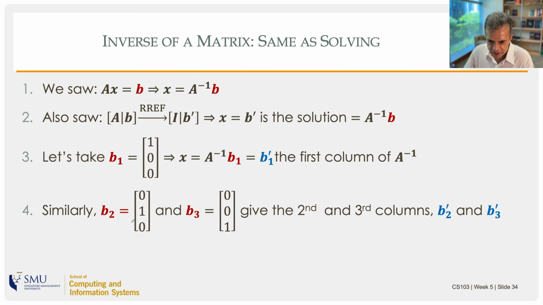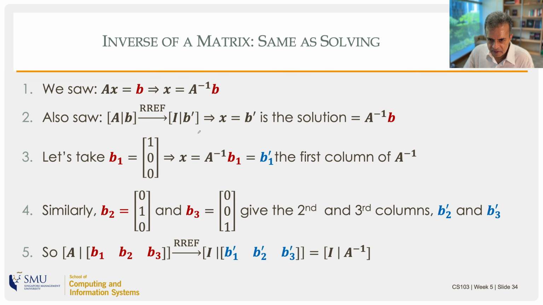Similarly, I can take B2 (0, 1, 0) and B3 (0, 0, 1), and those will give me the second and third columns, B2' and B3'. So what do I have? If I take [A|B1], I get [I|B1'], which is the first column. If I take [A|B2], I get [I|B2'], which is the second column, and so on.